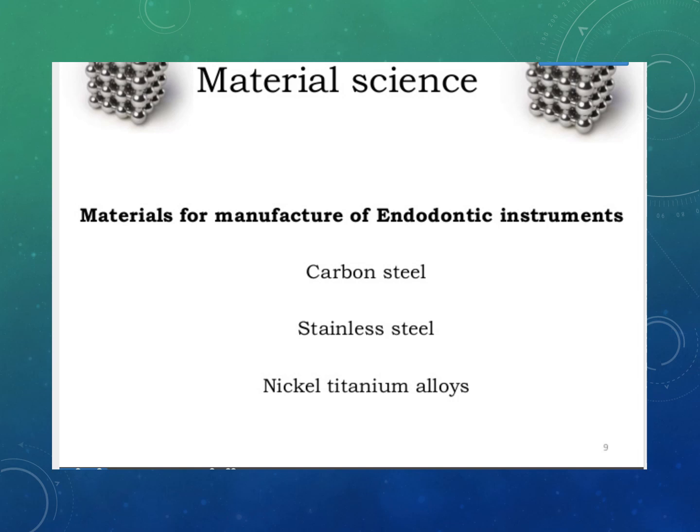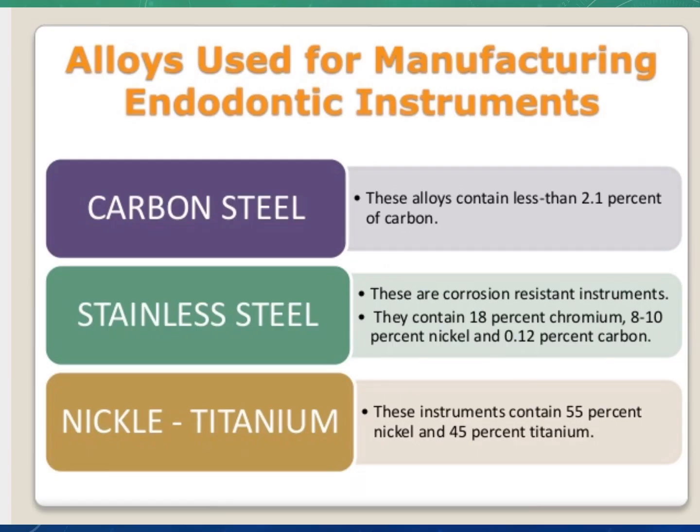So next is the material science. Usually the endodontic instruments are made up of these three different types of materials. The first one is carbon steel. The second one is stainless steel, and the third one is your nickel titanium alloys. The first, carbon steel. These alloys contain less than 2.1% of carbon. And next is stainless steel. These are corrosion resistant instruments. Okay, it simply means that it won't corrode easily, and they contain 18% chromium, 8 to 10% nickel, and 0.12% carbon.